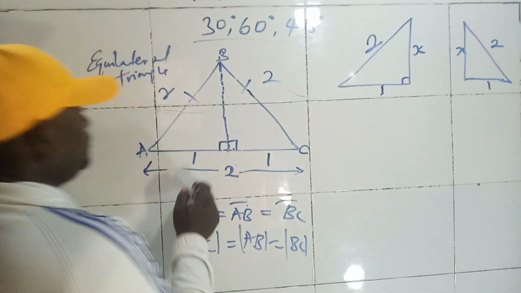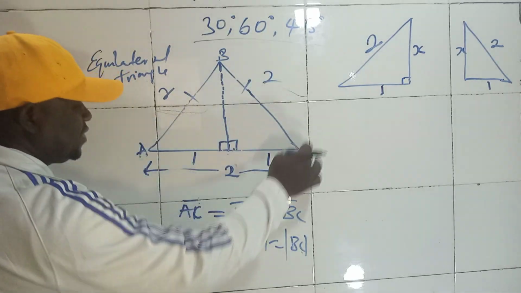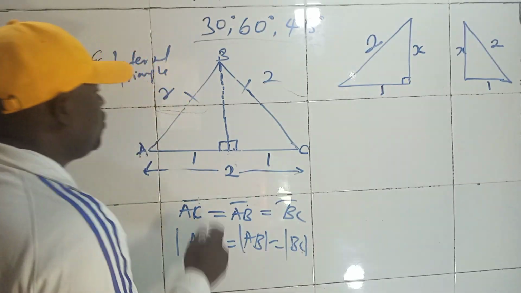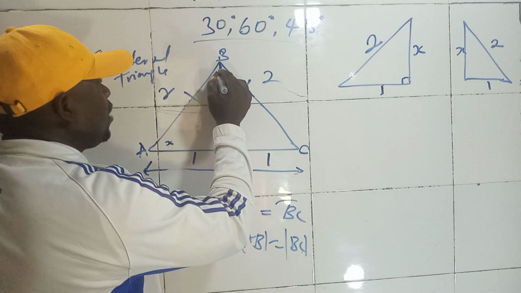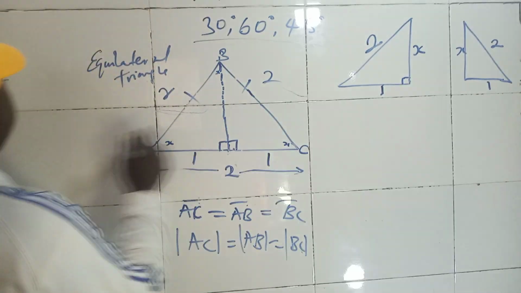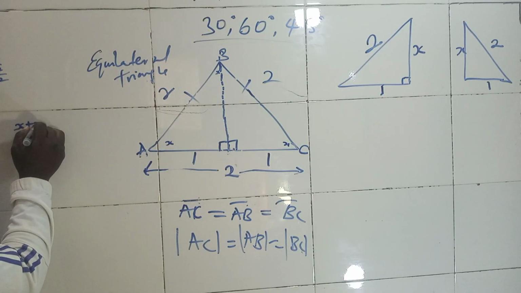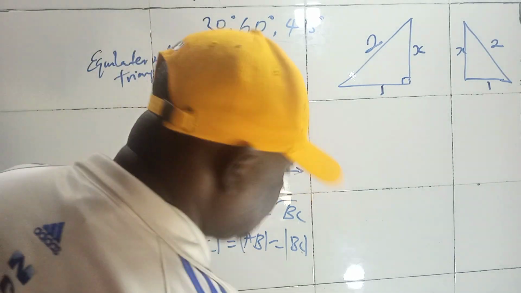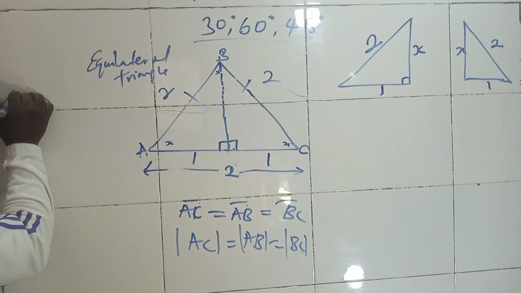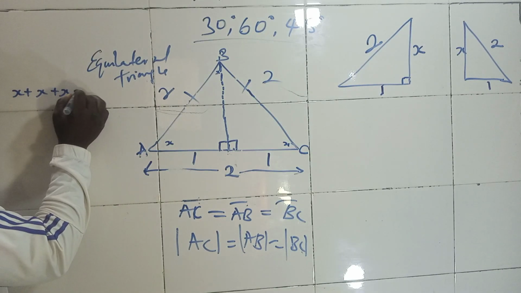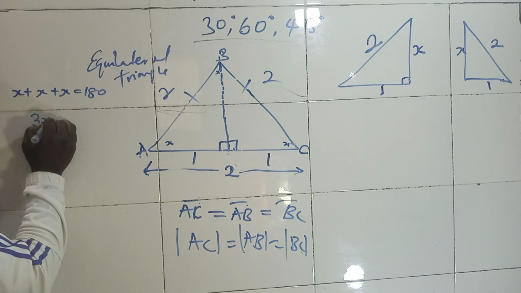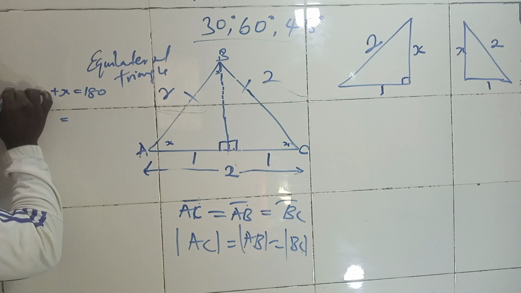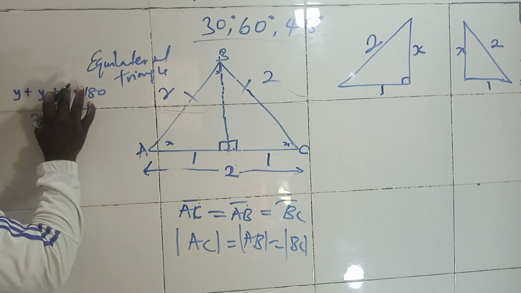And if you look at this, let's go back to this. This is an equilateral triangle. In the equilateral triangle, all the angles are equal. If I call this one X, this one X, this one X, it means X plus X plus X is equal to 180 degrees. Then we have 3X, or I can use another alphabet, like Y, because I'm already using X in my question.